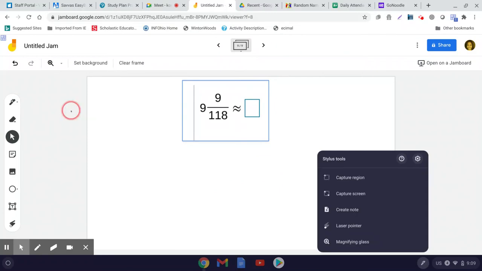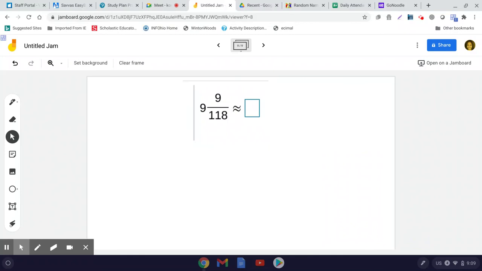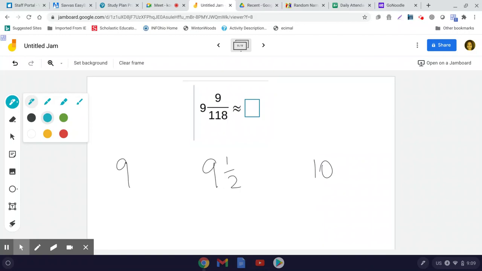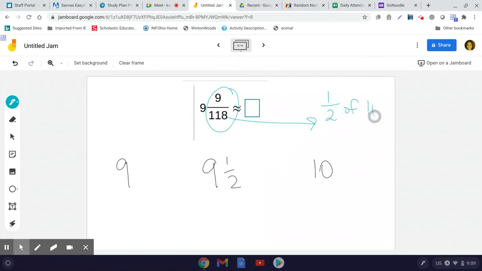So we need to decide, is our answer going to be a 9 or a 9.5 or 10? That's what we need to decide. First, let's look at our fractional part. It's 9/18. What would be roughly half of 18? Well, about half would be 9.